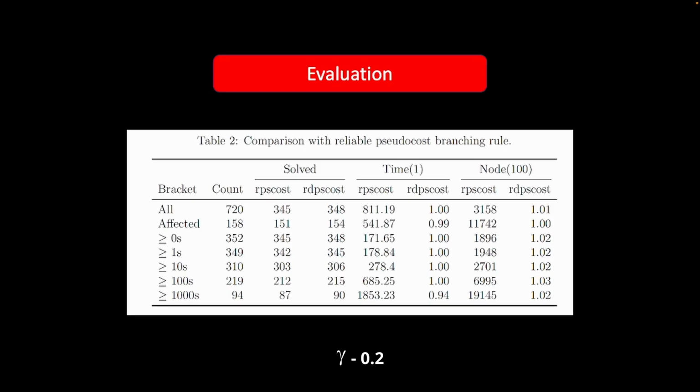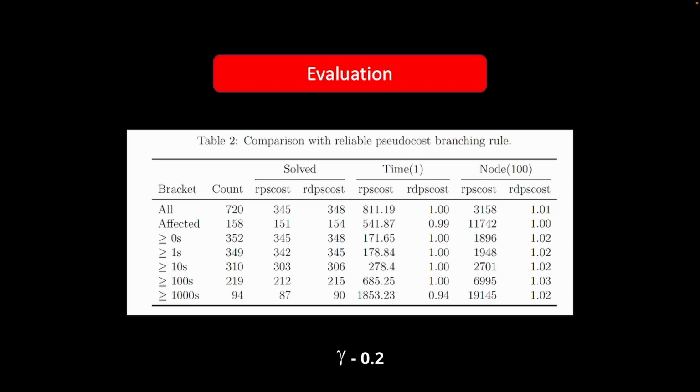Here the time limit was just 1 hour. And you can notice that the number of affected instances is a lot less compared to the previous table. That's because I switched back to reliability branching when either of these two levels of pseudocost are not reliable. So that's for the comparison with the reliability branching.